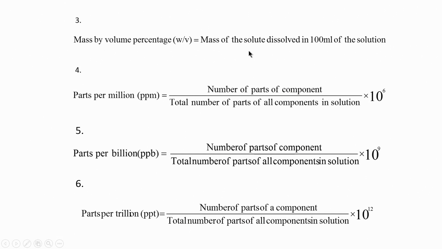And then we have mass by volume component, that is the mass of the solute dissolved in 100 ml of the solution. Not necessarily 100 ml, but it is denoted by V, whatever the volume is.